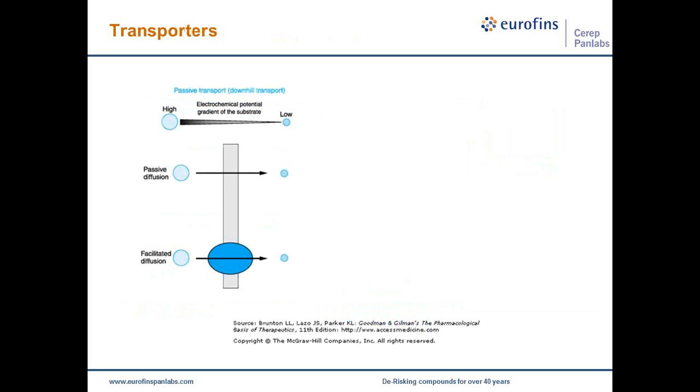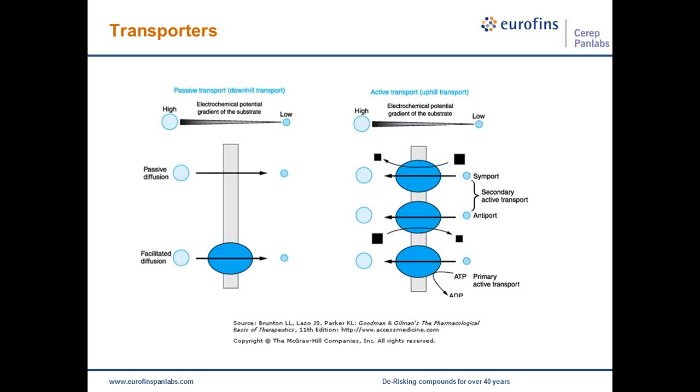For compounds with low passive diffusion, transporters will play a more critical role. Transporters can carry compounds against their electrochemical potential gradients. There are two types of transporters. One type is solute carrier transporters, and the other is ATP-binding cassette transporters. A majority of SLC transporters are uptake transporters, while all ABC transporters are efflux transporters.